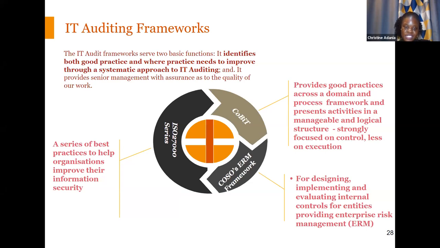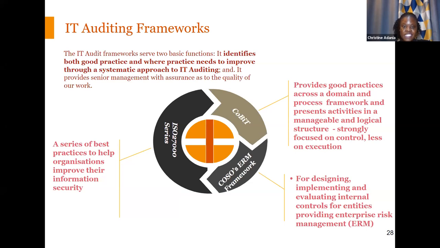Then we have the ISO 27000 series, which is just a series of best practices to help organizations improve their information security. Those people who concentrate in the cybersecurity sector use this a lot, and also those that are CISM certified know this framework. Then we have COSO's Enterprise Risk Management Framework. As you hear it, it is for designing, implementing, and evaluating internal controls for entities providing enterprise risk management.